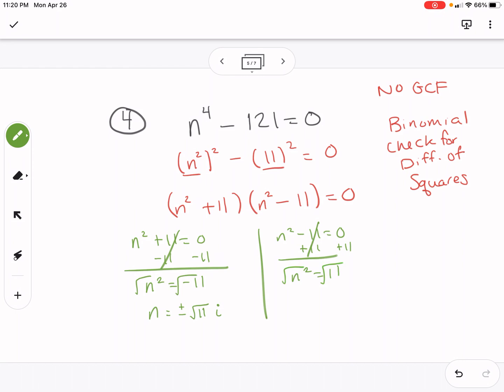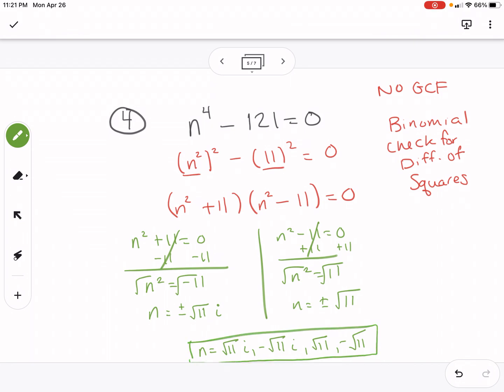Here we're also going to square root. So we have positive or negative square root of 11. This one doesn't need an i because it was not a negative root. I'm going to leave those as square root of 11 because it's not a perfect square root, so you don't want to change it to a decimal and lose accuracy. So here my solutions are n equals positive square root of 11i, negative square root of 11i, positive square root of 11, and negative square root of 11. So we have 4 solutions.